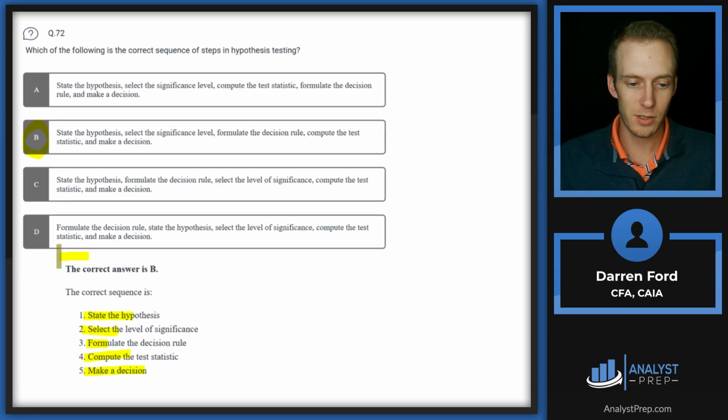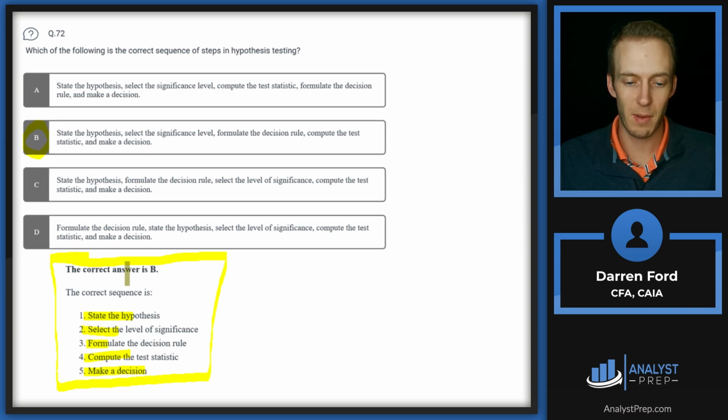So this is going to be our sequence, and this type of question is really just a function of memorization. I would recommend putting something like this on a flashcard. On one side you have sequence of steps in hypothesis testing, and then you have these 5 steps on the back side, and just committing that to memory is going to be the best way to help you for these types of questions. Answer B.